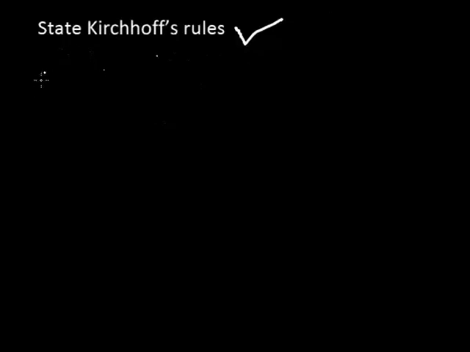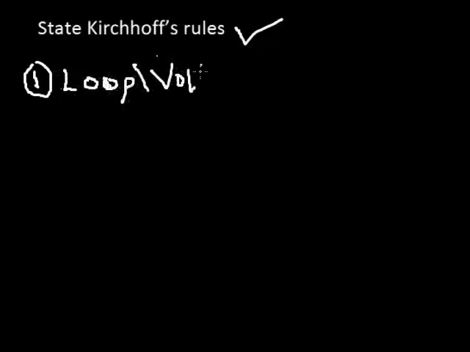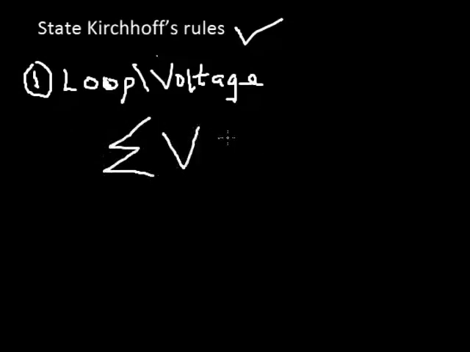So what are Kirchhoff rules? Kirchhoff states two rules. One of the rules is known as the loop rule, or the Kirchhoff voltage rule. What does it state? Kirchhoff loop or voltage rule states that the algebraic sum of voltage around a loop is equal to 0. That is, the sum of all the voltages around a loop is equal to 0.